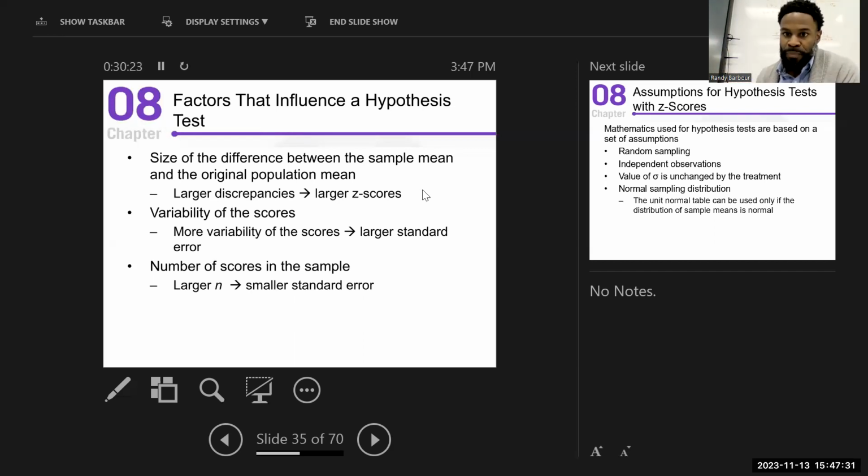All right. But again, you want a large difference, and you want a smaller variability. Small variability gives you a smaller standard error. Discrepancies, yeah, it could be a discrepancy. You have larger discrepancies and larger differences.